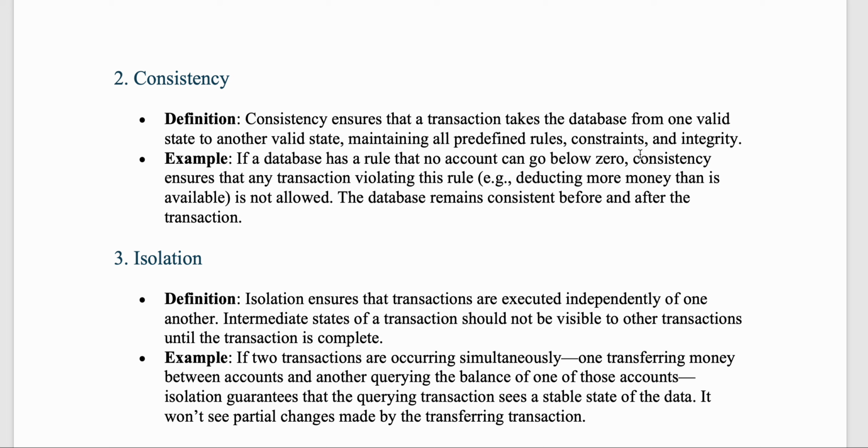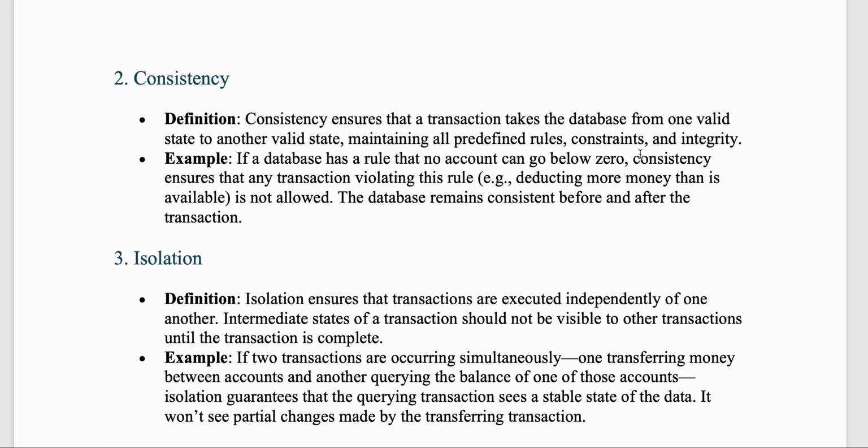Okay. Now, third is isolation. Isolation ensures that transactions are executed independently of one another. The intermediate state of a transaction should not be visible to other transactions. Let us consider two transactions occurring simultaneously, one transferring money between accounts and the other querying the balance of one of those accounts.